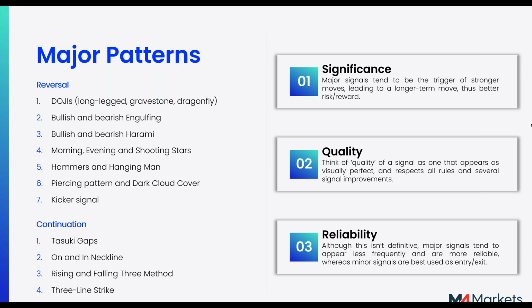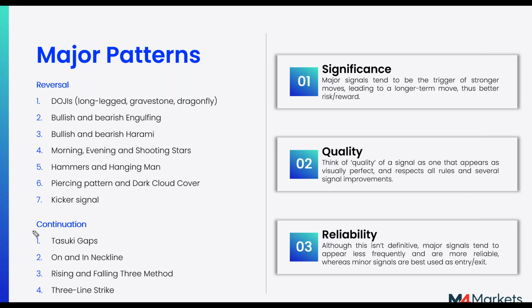You're going to identify so many engulfing signals, so many Harami signals. You need to pick the best, identify the best out of all to trade, right? But it's not going to be so typical to see the kicker, but reliability for kicker is top. Now, a few examples of the major patterns you have, of course, the dojis, all the different types: long leg, gravestone, dragonfly. You call it bullish and bearish engulfing, bullish and bearish harami, the morning star and the evening star, and also the shooting stars, the hammers and the hanging man, and the piercing pattern and the dark cloud cover, as well as the kicker signal.